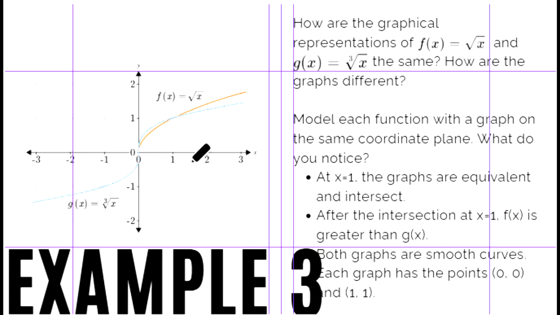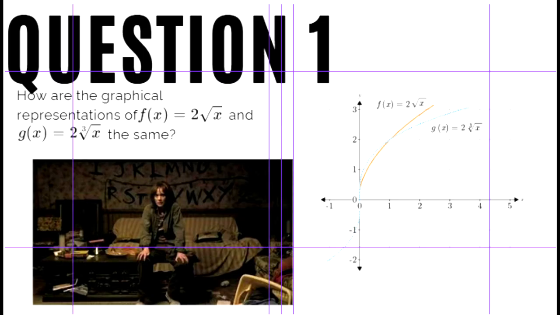At x equals 1, the graphs are equivalent and intersect. So there's our magic switch point. After the intersection at x equals 1, f of x is winning. It's greater than g of x. Both graphs are smooth curves. Each graph has the points (0, 0). They both touch there, and (1, 1). They both touch there. So here's question 1 that's for you.